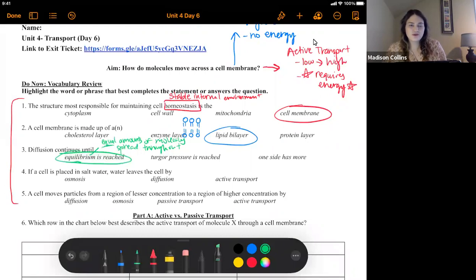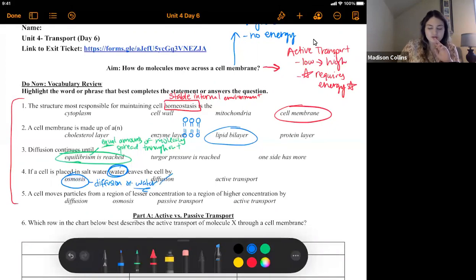All right, number 4. If a cell is placed in salt water, water leaves the cell by what process? In this case, because we are specifically talking about the movement of water, it's going to be osmosis. Remember, osmosis is diffusion specifically of water. Okay, so it's not going to be diffusion here because no solute particles are moving. Instead, it would be osmosis because water is moving.